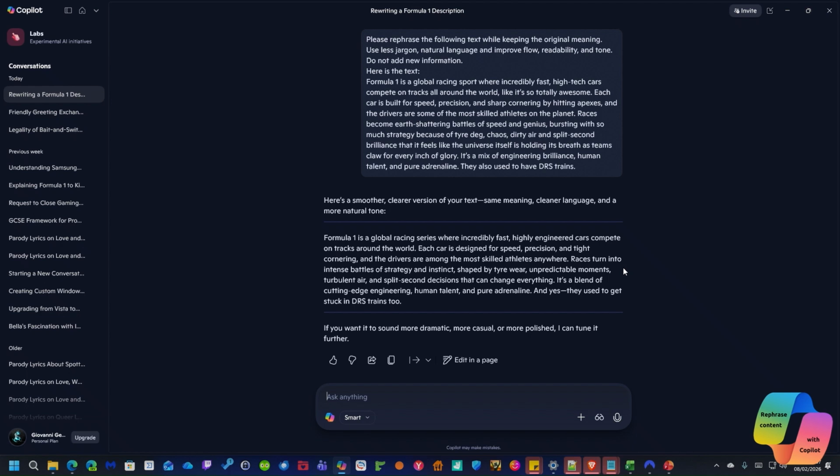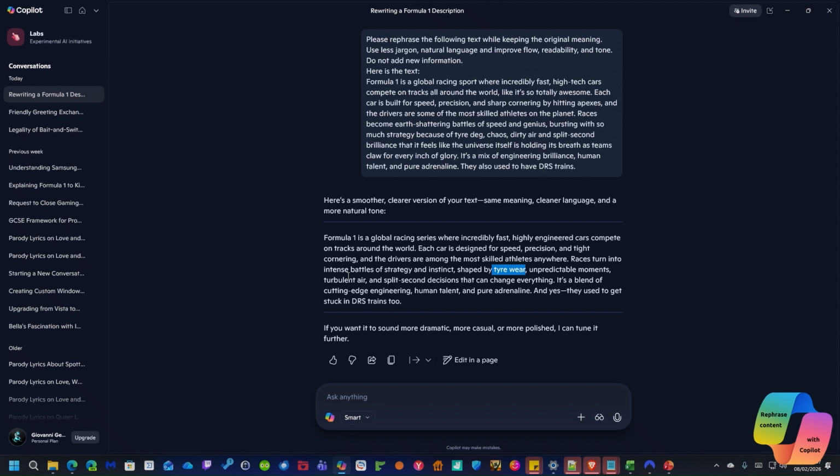Each car is designed for speed, precision, and tight cornering, and the drivers are among the most skilled athletes anywhere. Races turn into intense battles of strategy and instinct shaped by tyre wear, unpredictable moments, turbulent air, and split-second decisions that can change everything. It's a blend of cutting-edge engineering, human talent, and pure adrenaline. And yes, they used to get stuck in DRS trains too. So as you can see, it's changed tyre deg for tyre wear, and it's also updated dirty air for turbulent air. Now, this puts it in a more understandable format for the audience that I intended.